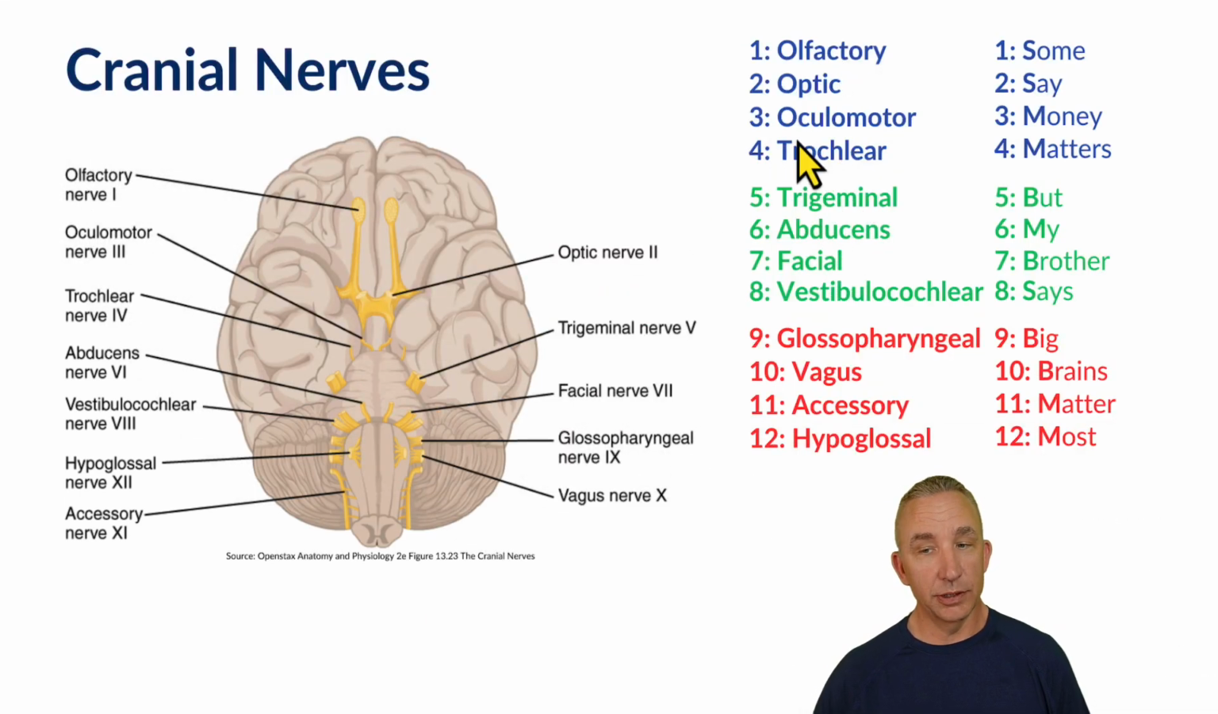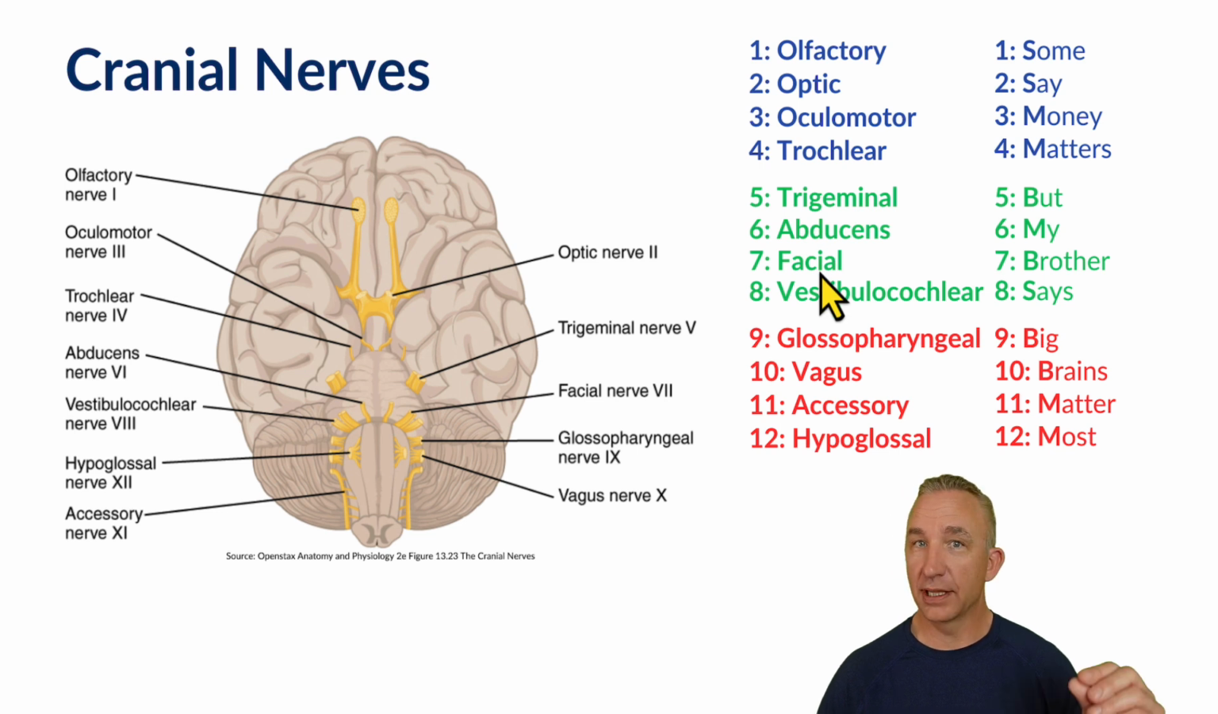I separate the ones with 2 T's. That helps me to remember it better. Trochlear was our last one that we did in our first group. Now we're moving on to trigeminal because it actually branches into 3 segments. Trigeminal, abducens, number 7 is facial, number 8 is vestibulocochlear.